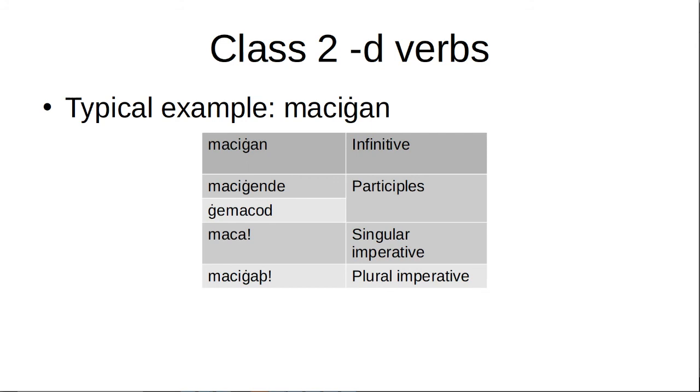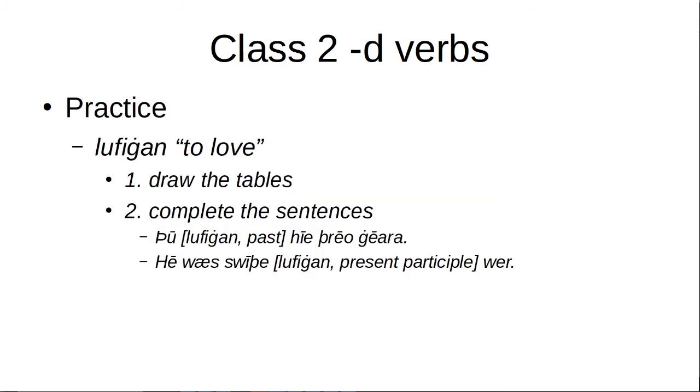So there we go. So let's do the same thing as we did for class 1. Just pause the video and draw all three of the tables for luvion, which means to love. Then complete these two sentences, which I will read out at the end.